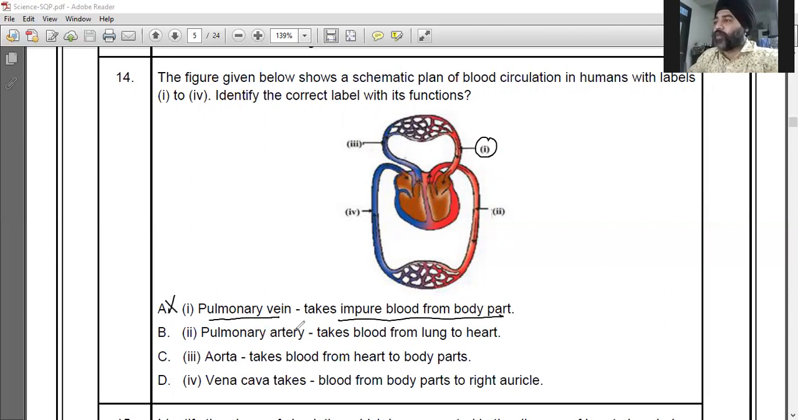Now second is pulmonary artery. So that labeling is also incorrect. Now third is aorta. This labeling is also incorrect. It is not aorta, it's pulmonary artery. Okay. Now the last one is vena cava. Now the fourth one is vena cava. Yes, it is vena cava. Let's see the function. It brings blood from body parts to the right auricle. Yes, it is correct. It collects blood from the body parts and brings it to the right auricle. So the fourth option is correct.